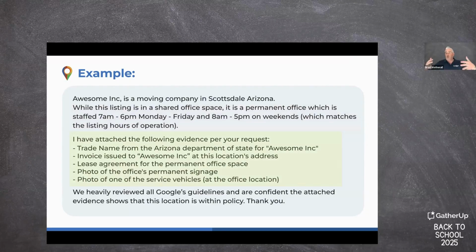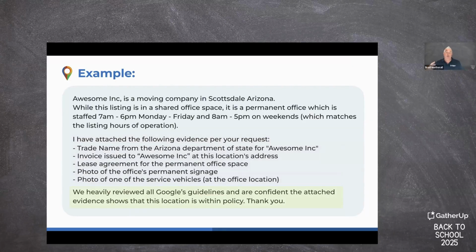And then finally, I talk through each piece of evidence that I've attached. I've uploaded the trade name agreement from the Arizona Department of State. I've got an invoice that is addressed to that location's office. I've got a lease agreement showing that it's a permanent office space. That was from Regis, so that was an important piece of evidence. And then I've got some photo evidence of the permanent signage that exists on the door, as well as one of the vehicles outside of the office's location.